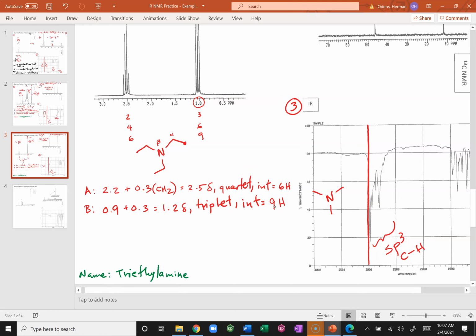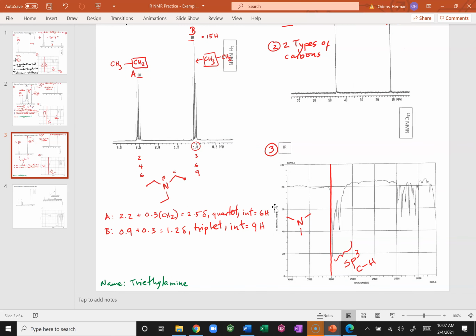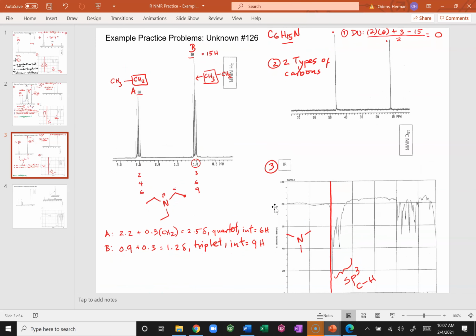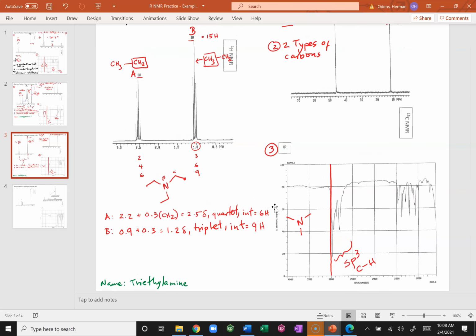Oh, good. We have time. Any other questions about this? The key thing here was to find out that we had a tertiary amine because of the nitrogen, and those 3 ethyl groups are equivalent.